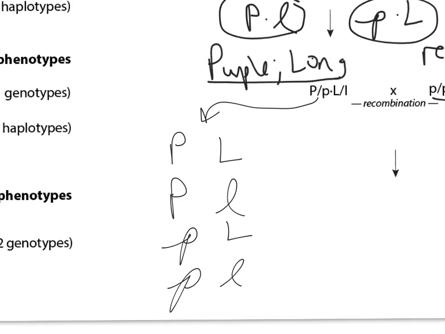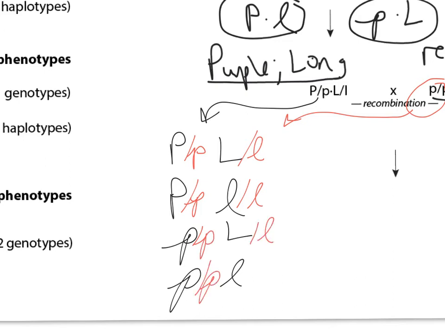So what do those plants look like? Given those haplotypes, we know that the other parent, this tester over here, contributes a little p and a little l to every genotype. So now hopefully you can tell me what those F2 plants look like. What's the top one? What's the top plant look like?